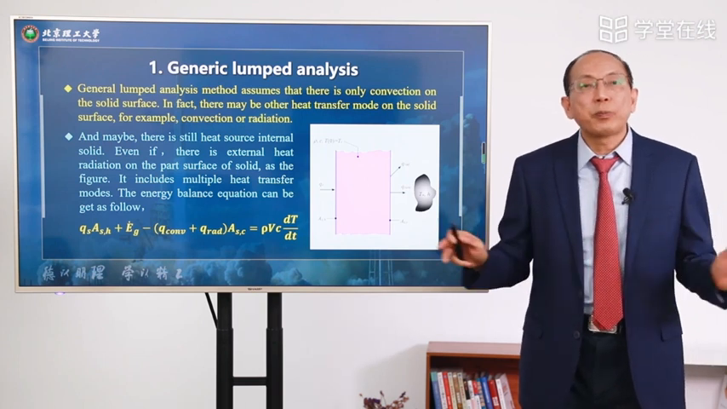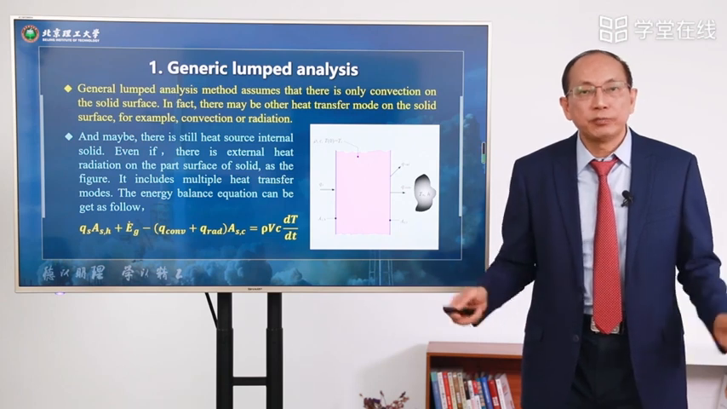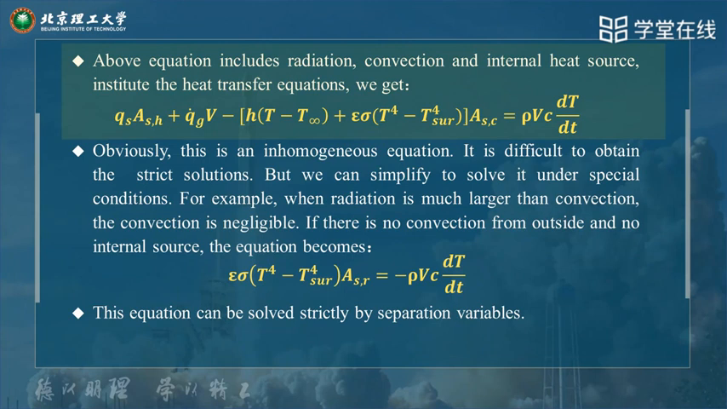So the equation becomes more complex, with more terms together. Our equation includes radiation, convection, internal heat generation. Substituting the heat transfer equations, we get Qs ASH, heat flow in, plus Qg dot, which means generation, times V, the volume, minus h times (T minus T infinity) times A, the convection, and epsilon sigma times (T to the power four minus T surroundings to the power four), the radiation. Finally, equals rho V c dT over dt. Here is the energy balance equation.